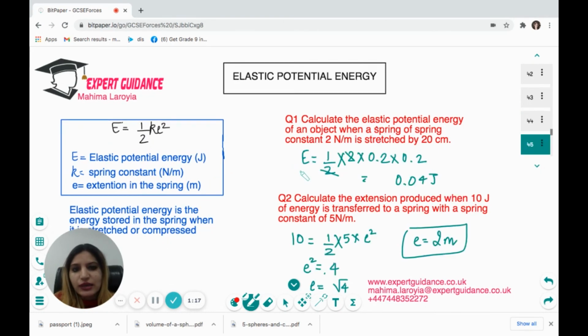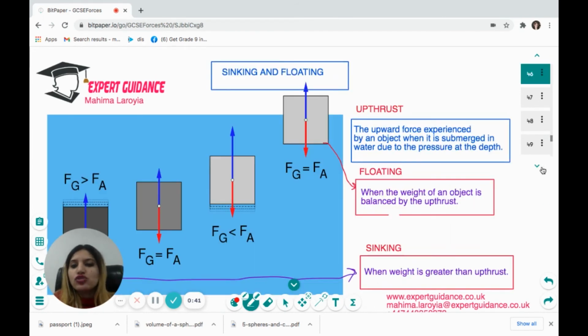Okay, so for the first one, we'll use this formula. Elastic potential energy is half k e squared, and we'll take care that here the distance is 20 centimeters. We need to convert it into meters, which is 0.2. So the energy would be half k e squared, which is half times 2 times 0.2 times 0.2, which is 0.04 joules. For the second question, the energy, which is 10 joules, is 0.5 times 5 e squared. We multiply by 2, divide by 5, so e squared equals 4, e is root 4, so e would be 2 meters.